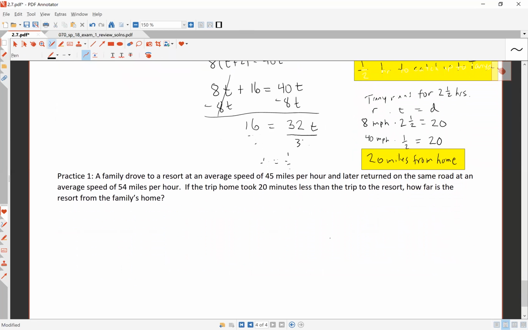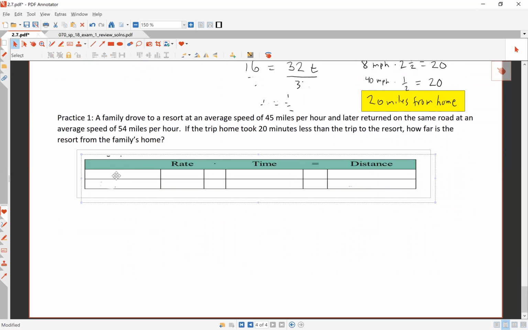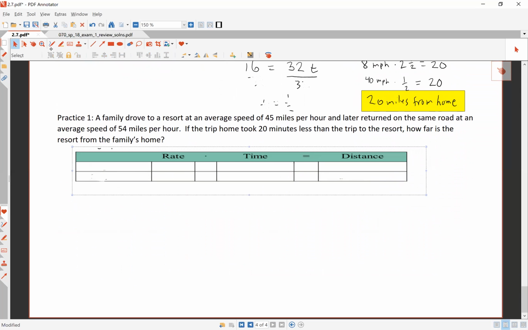Okay, so this leads you to a practice problem for you. I urge you to press pause on the video and try this problem. Remember to draw your table, fill in 1, 2, 3, 4 boxes, use the formula to multiply across to get the distances, and see how those distances are related to each other. Be careful with this problem. There's a trick in this.